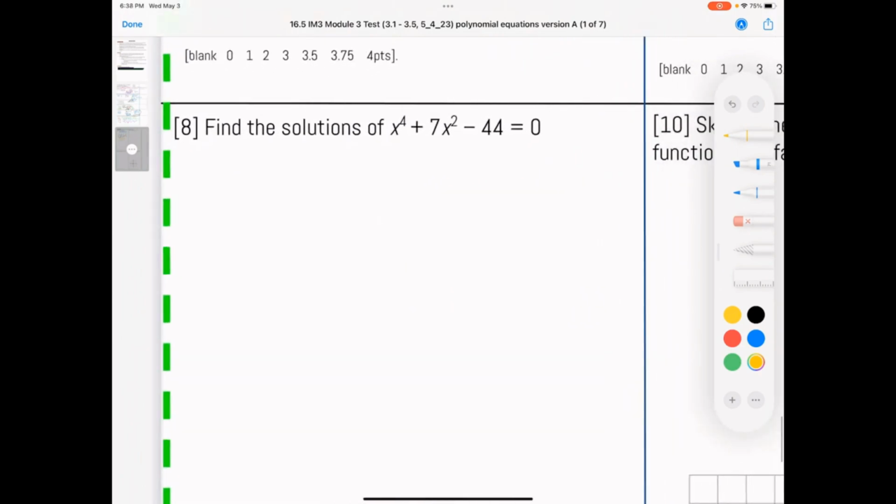Question number 8, find the solutions. So I'm going to try to factor and then let's see if we can solve. We're factoring a higher degree polynomial. Half of 4 is 2. I have 1, 2, 3 terms, so this is a trinomial. You can do it by substitution, but I'm just going to do this.